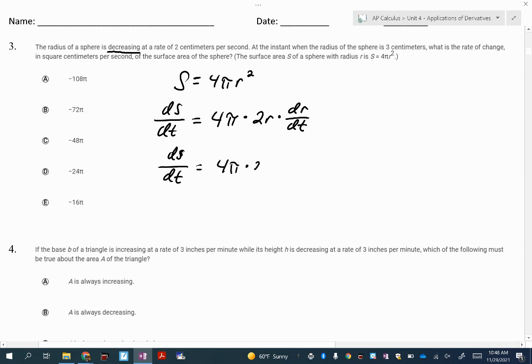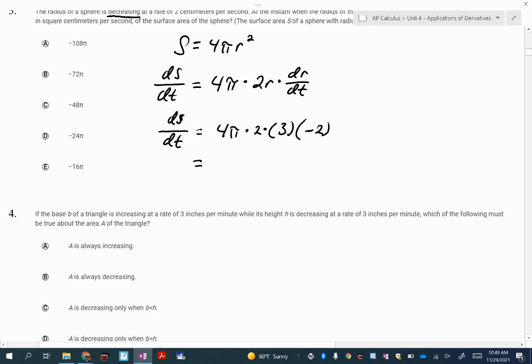So 4 pi times 2 times our radius, which is 3 centimeters. Now watch this. The radius of the sphere is decreasing at a rate, so when I plug in that 2, make sure it's a negative 2 for the dr over dt. So whatever this is, that's our answer. We have 8 times 3 is 24, times 2 is 48, so negative 48 pi. So C.